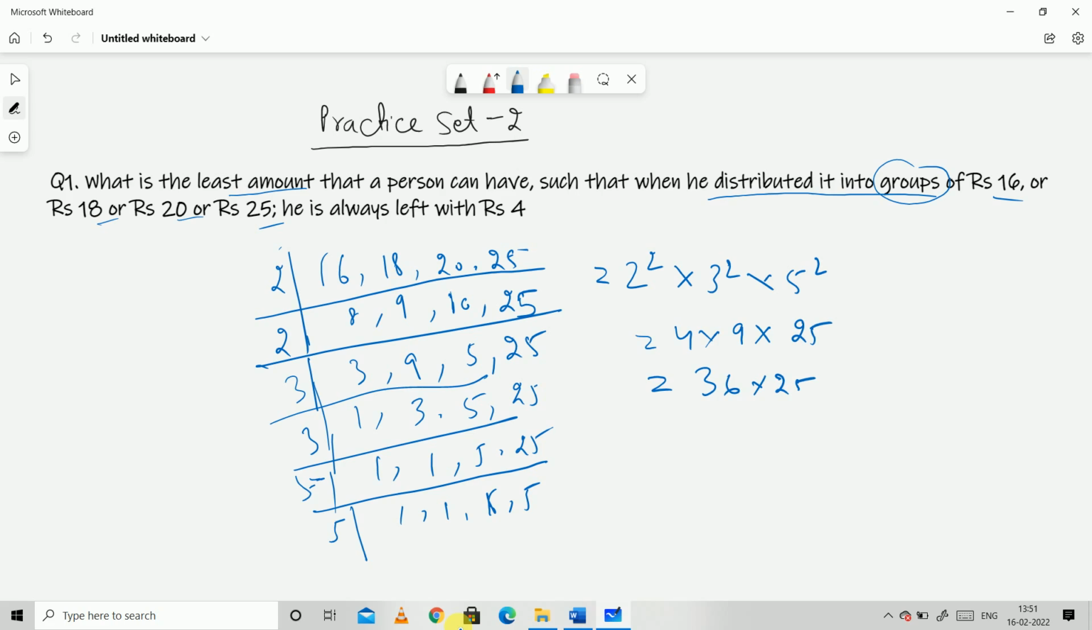Okay, so what will be the product? 36 into 25 is 5 6 are 30, 5 3s are 15 and 3 is 18, and 36 2s are nothing but 72. Okay, so we have 900. 900 is my LCM. I think I did something wrong.